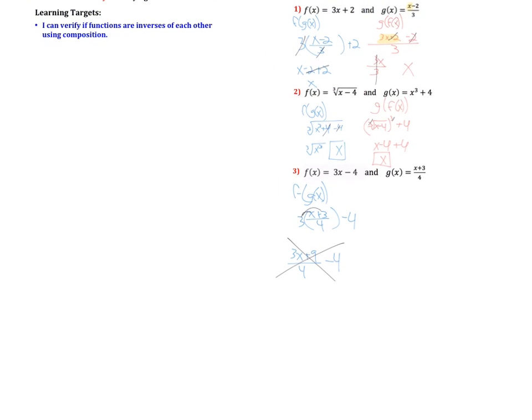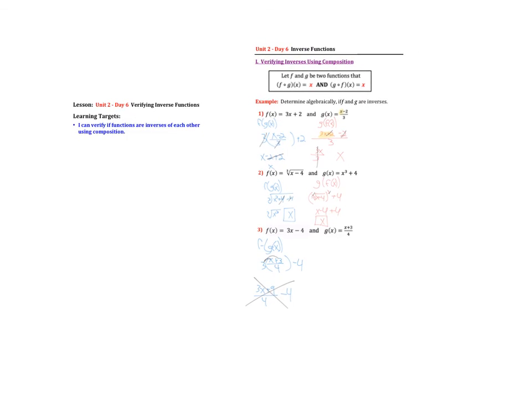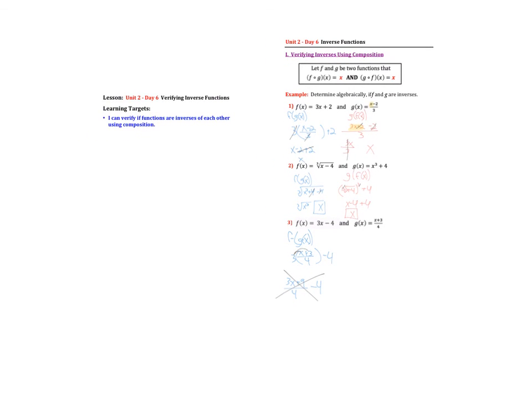So that's it, folks. If you're ever presented with two functions and you're wondering, are these things inverses, now you know how to figure that out.